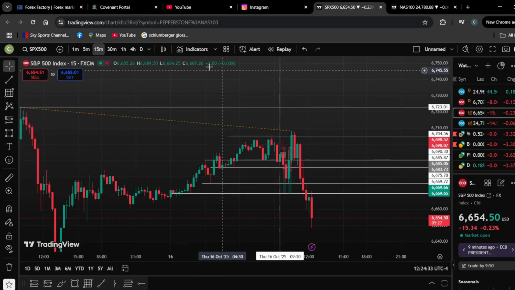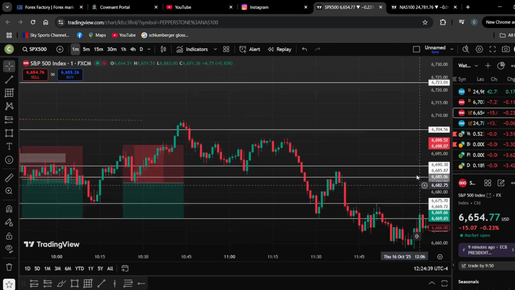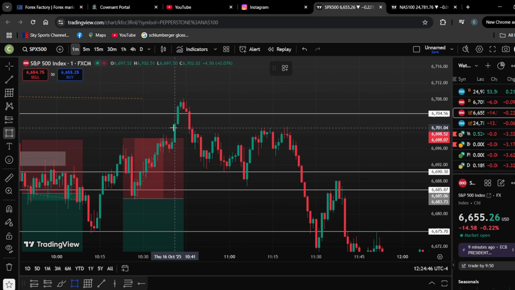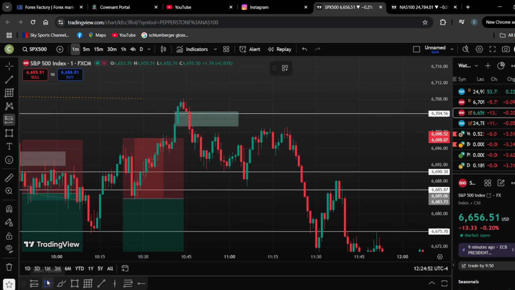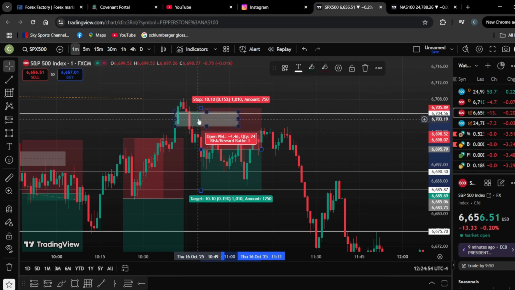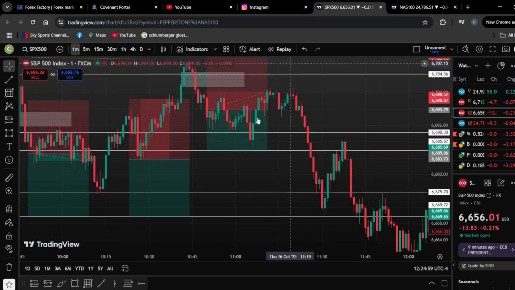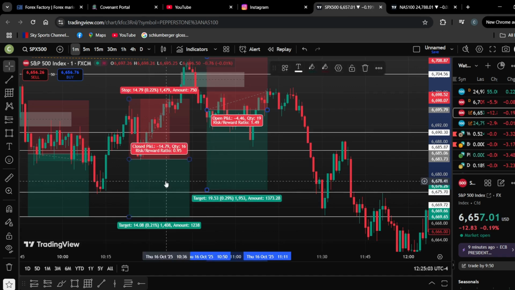So I jumped into SPS. Then this was the third trade. We formed this fair value gap here. We had the break of structure to the downside, and I entered from here, got a better entry. I entered from here, my stop loss here, and I was targeting this 5 minute low.